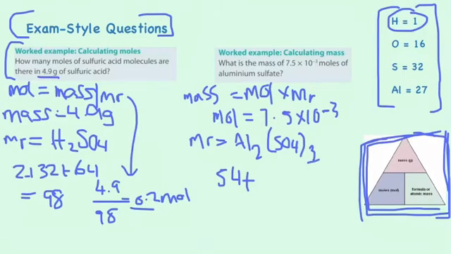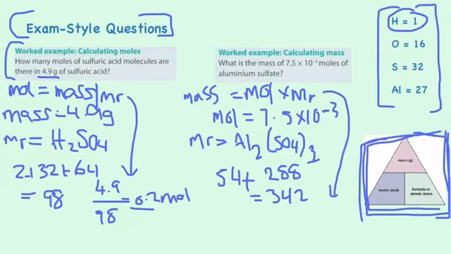So for S, we've got 32. To that, we're going to add 4 oxygen, which remember we found to be 64. That comes out to be 96, but we need to times that by 3. So altogether, that is 96 times 3, which is 288. And add that 54 to it. That comes out to be 342. Okay, so now we're going to take our formula here.